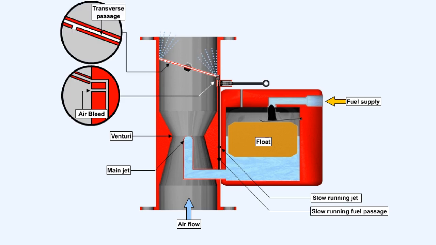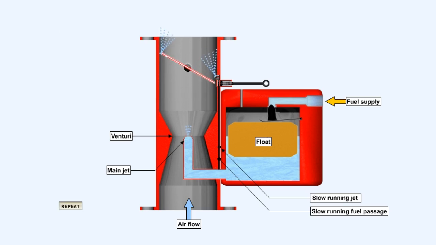The purpose of the transverse passage drilled through the throttle valve is to evenly distribute the mixture over the area of the induction manifold. A small hole in the transverse passage, which communicates with the high-pressure side of the throttle valve, acts as an air bleed. It draws fuel through the transverse passage to mix with the air passing to the engine.